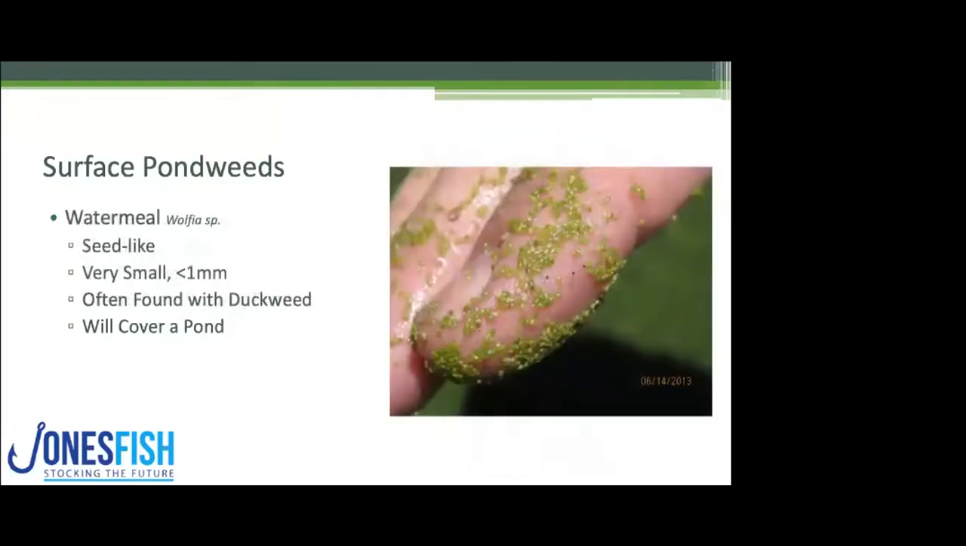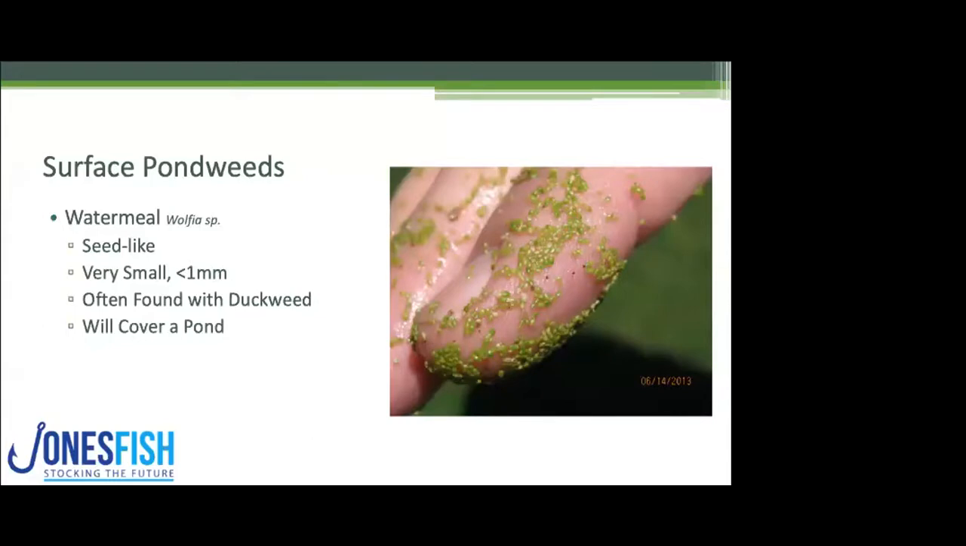Watermeal, very, very similar to duckweed. Usually we'll actually see them in ponds together, growing together, but it's significantly smaller. I mean, it looks like bright green cornmeal, basically, and it has that really gritty texture. It's very, very small, significantly smaller than the duckweed there.